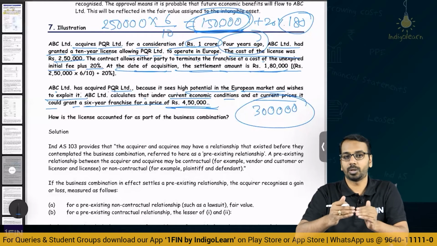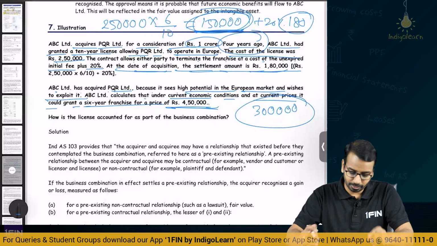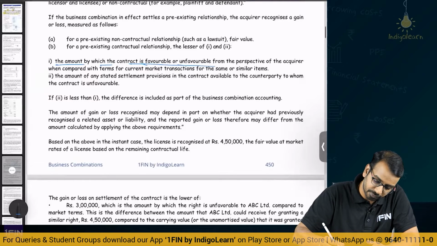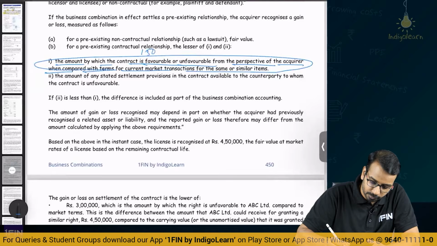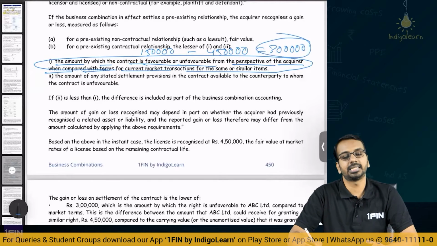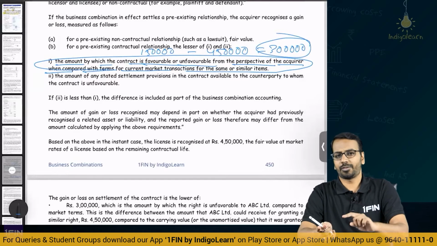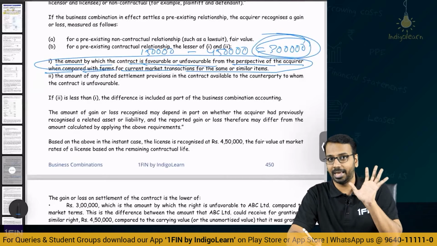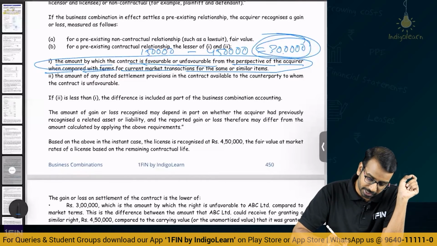Now in such a situation, what the standard prescribes is, check 2 things. 1, what is the amount by which the contract is favorable or unfavorable from the perspective of the acquirer when compared with the terms for current market transaction for the same or similar items. So 1,50,000 is the unexpired value, 4,50,000 is the current value. So the amount by which it is favorable or unfavorable for one party is 3 lakhs. Sir, for which favorable, which not favorable, no need to break your head. It is 3 lakhs, either favorable or unfavorable. Now against this 3 lakh, what is the amount of settlement provision? 1,80,000.